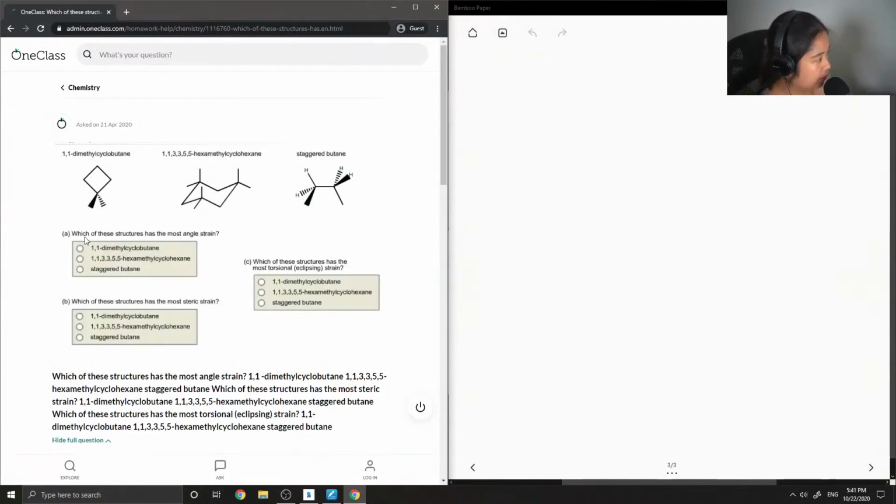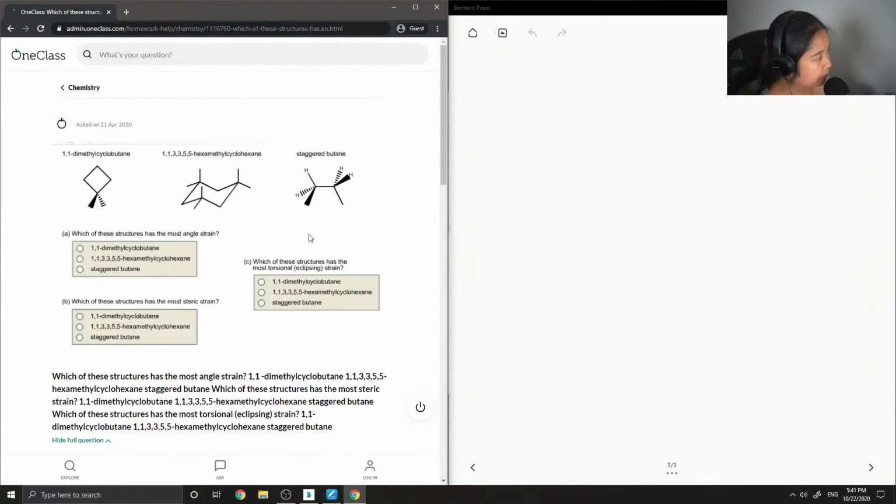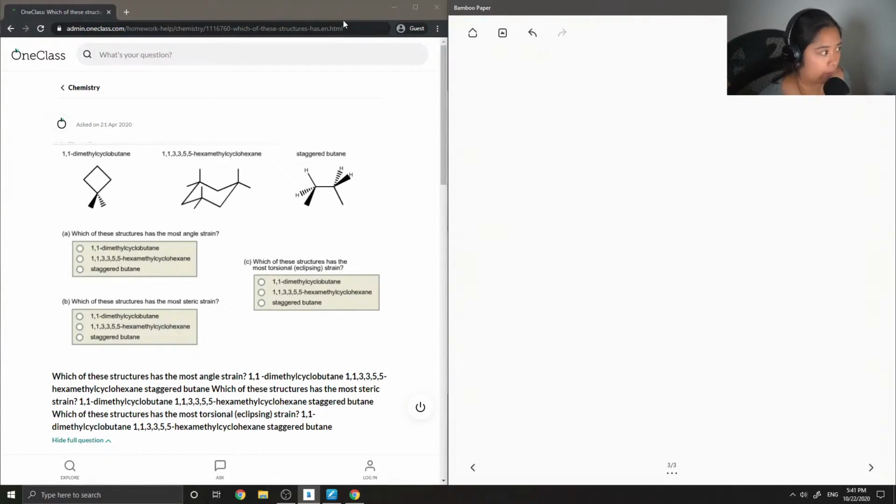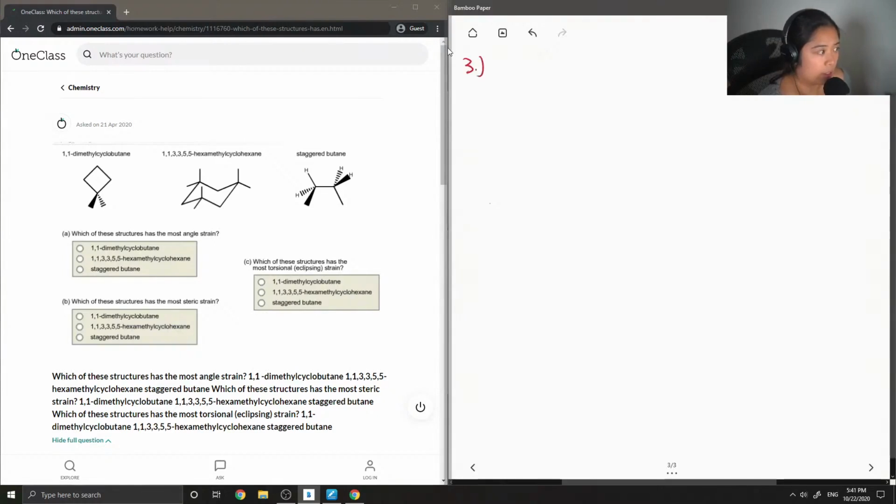Okay, so let's move on to question number three. Which of these structures has the most angle strain, which has the most steric strain, and which of these structures has the most torsional eclipsing strain? So let's draw out all these different molecules.